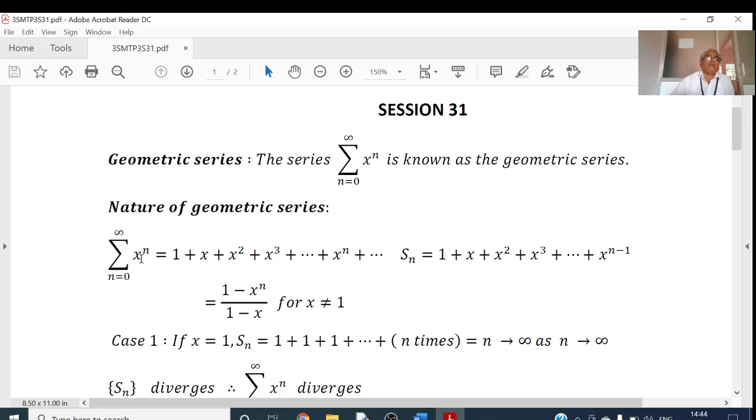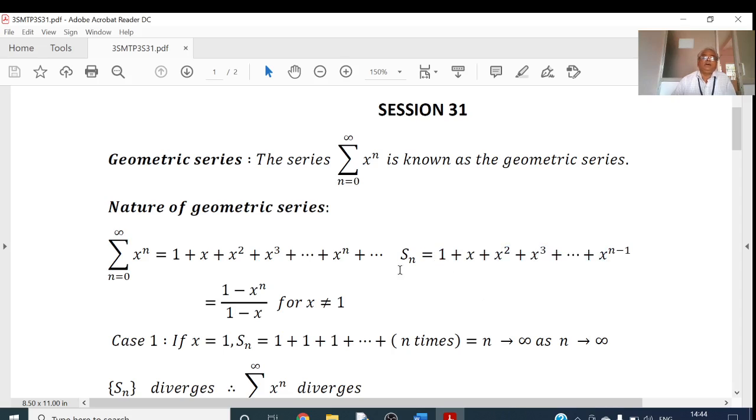If I write summation x power of n, the first term is equal to 1, then plus x square plus x cube plus up to x power of n plus and so on. Let me take the nth partial sum. The Sn is equal to 1 plus x plus x square plus up to x to the power of n minus 1. This is the geometric series.